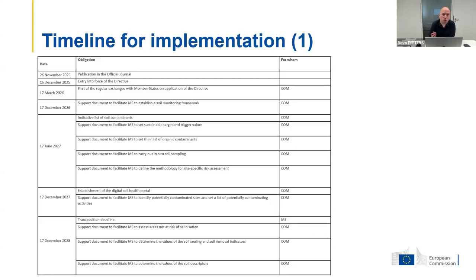So by then, the Commission should come forward with this indicative list of soil contaminants. We should also provide guidance on how to set the sustainable target and trigger values, which is relevant, as I showed you, also for the descriptor on diffuse soil contamination. Also by June, the Commission should present guidance for member states on how to define the methodology for site-specific risk assessment. And there are a lot more actions that will be coming soon in the coming months and years.